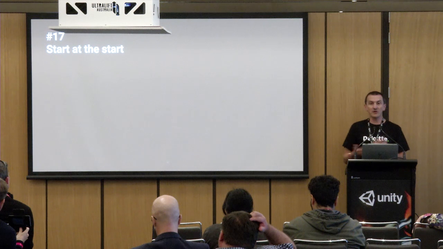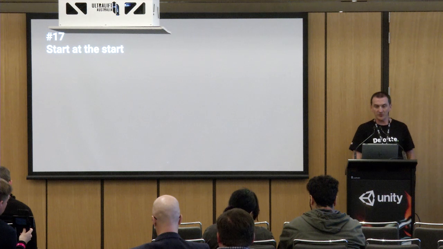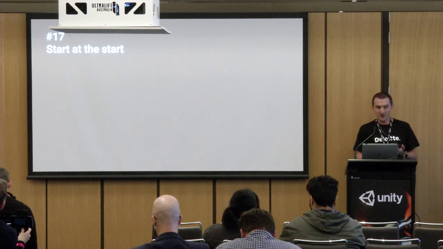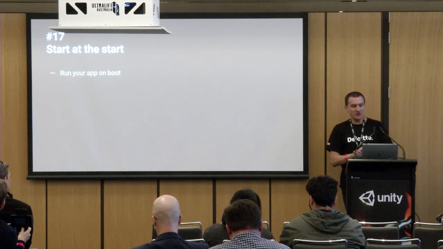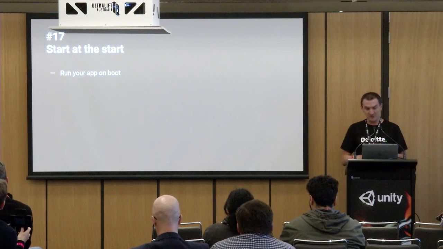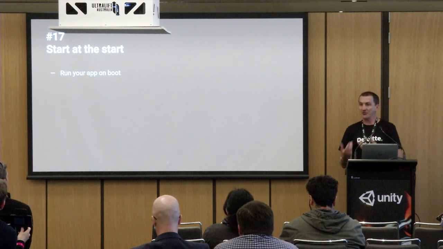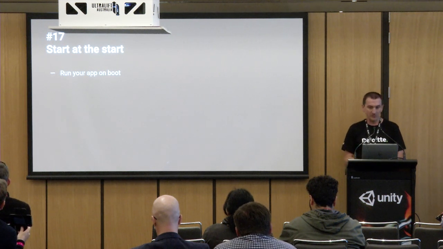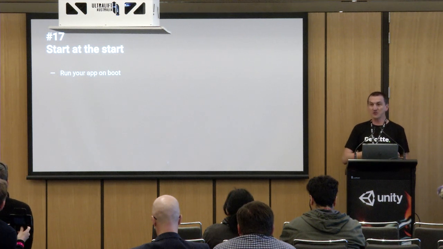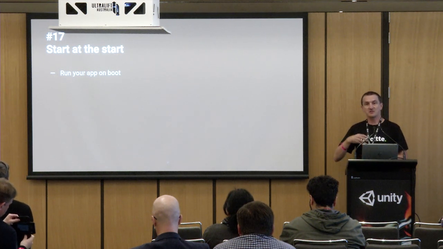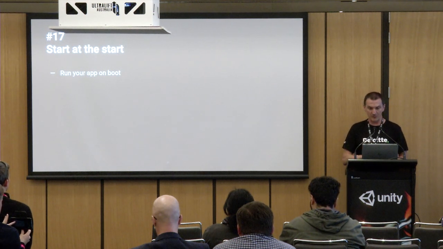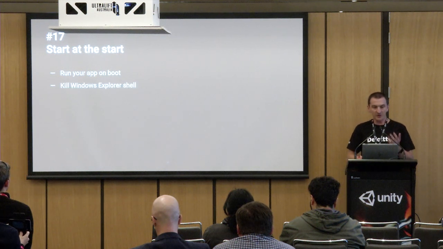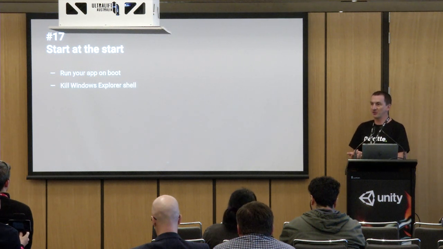So now that you've got everything installed on the PC, you've got support sorted out, you need to get the application started. So when the PC is booted, there's a few steps it should do. It needs to run your app, but how's it going to do that? So you could add a shortcut to the startup folder. You could actually set your app as a shell replacement, which brings us to the next step, is you want to kill the Windows Explorer shell.